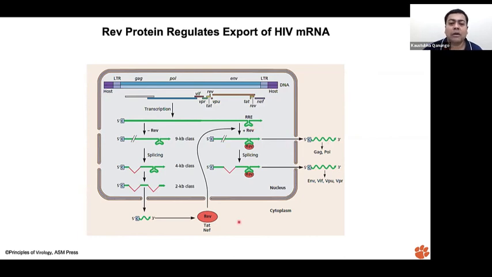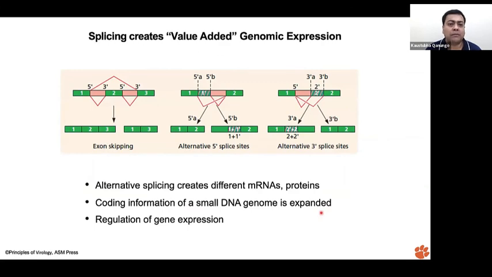So this is how either the full-length or large partially unspliced mRNAs can be transported into the cytoplasm by HIV. Very, very unique process. So what is this all about? Well, the splicing creates what we call a value-added genomic expression. It creates different mRNAs, proteins, coding information. This is the most important information: the coding information of a small DNA genome is actually expanded. And along with it, it also regulates the gene expression.